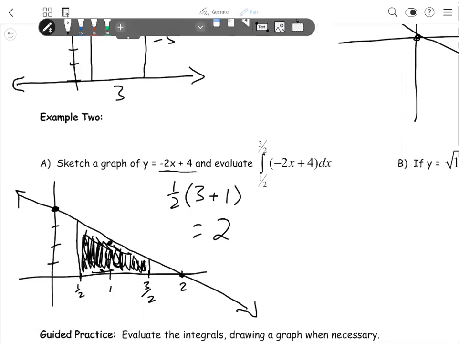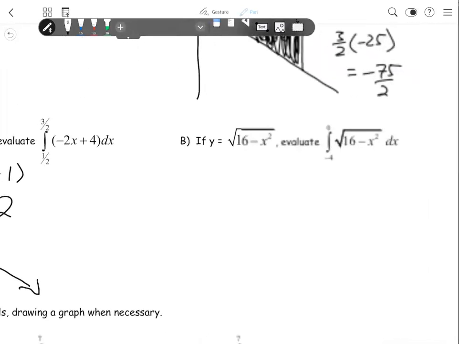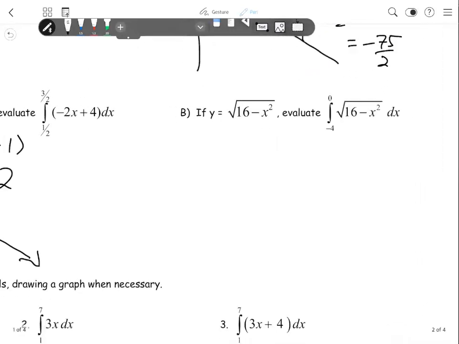Any questions on the first 3 examples there? Okay, well, let's look at the next one.